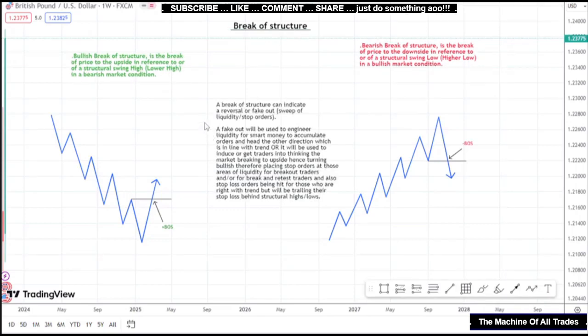Break of structure can indicate a reversal or a fake out. A fake out is a sweep of liquidity or stop orders. A fake out will be used to engineer liquidity for smart money to accumulate orders and head the other direction, which is in line with trend, or it will be used to induce traders into thinking the market is turning bearish or turning bullish.